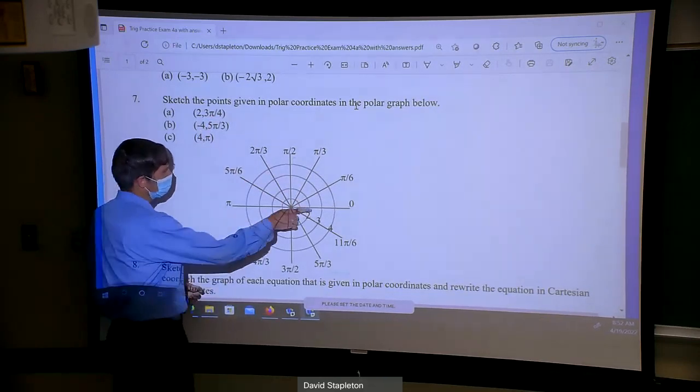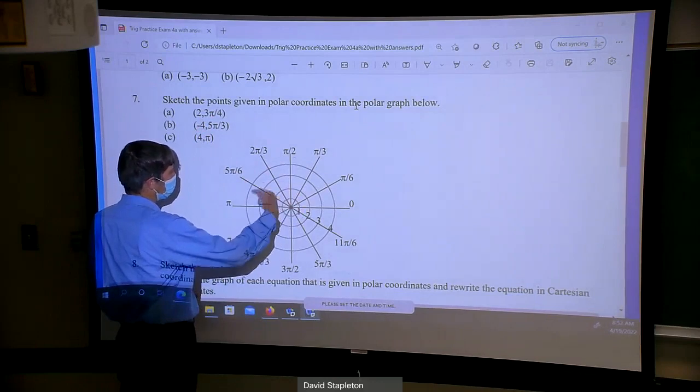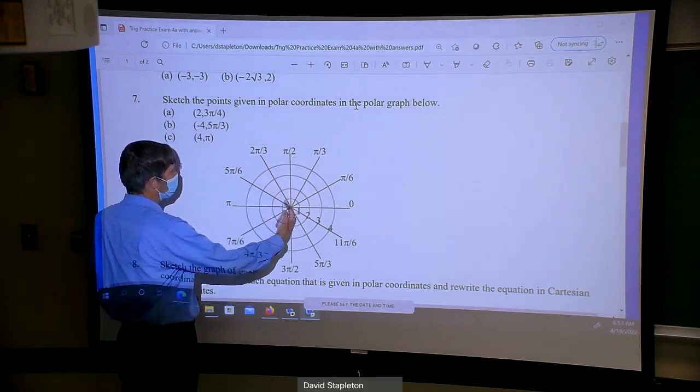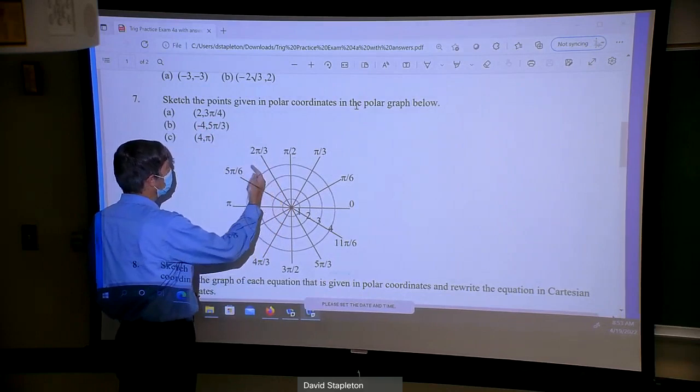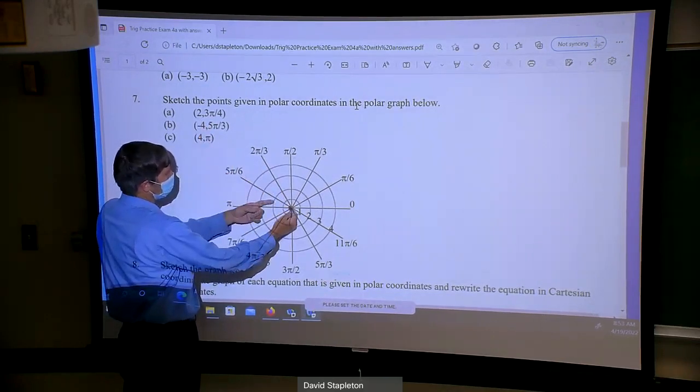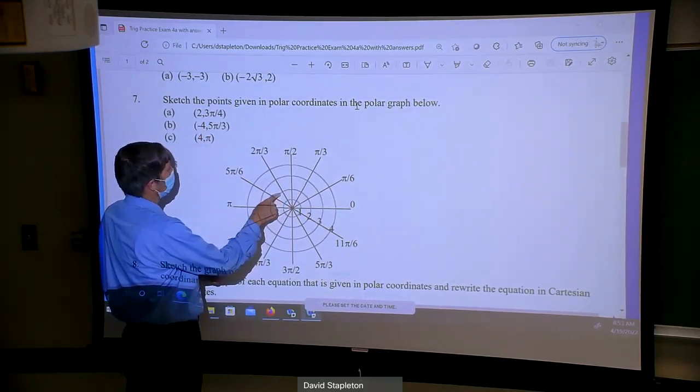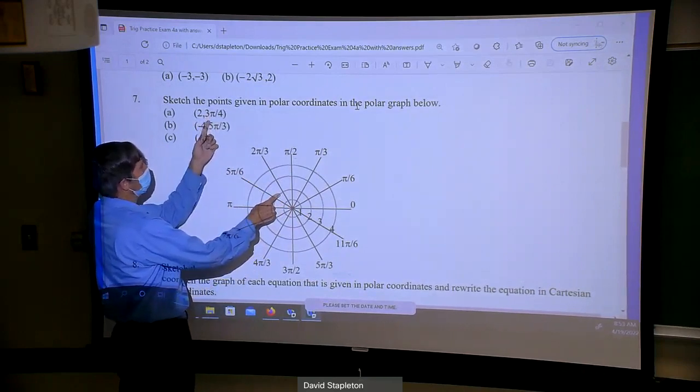Well, you just remember, right? Here's pi over 2, here's pi. 3 pi over 4 is halfway through here. So I would mark it halfway through here, and then I just go out 2 units, 2 circles, right? 1, 2. So right there will be this fourth point. That's the easy one when they're both positive.